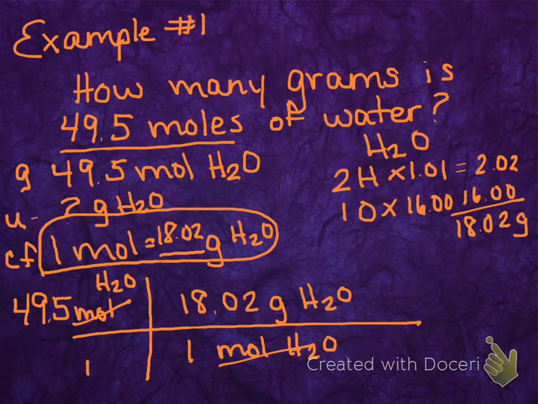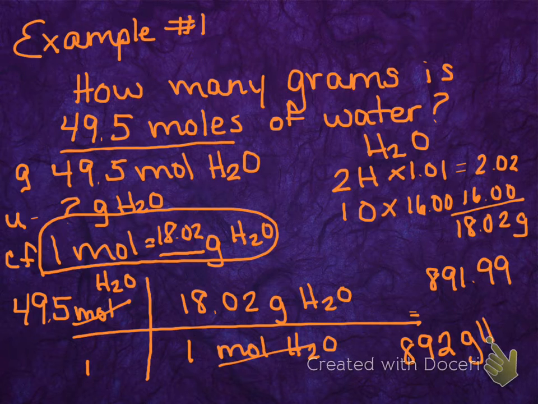On our calculators, we are going to plug in 49.5 times 18.02. So when we plug that into our calculator, we get, let's see, I get 891.99. Now, our initial number had 3 sig figs in it, so we are going to round this to 892 grams of water.